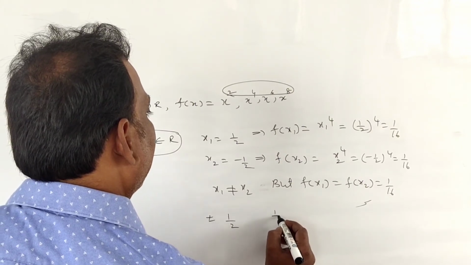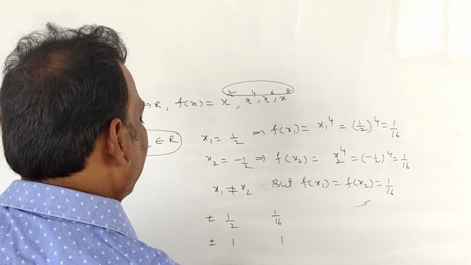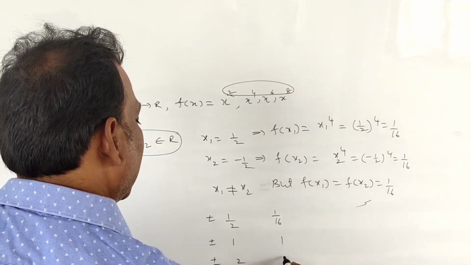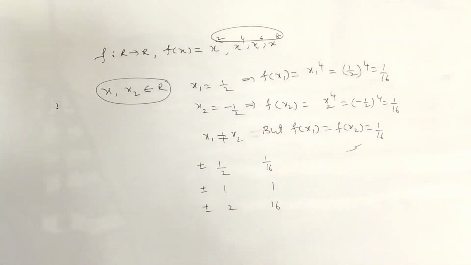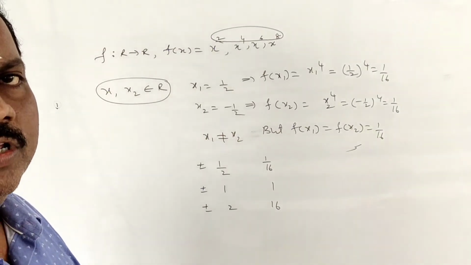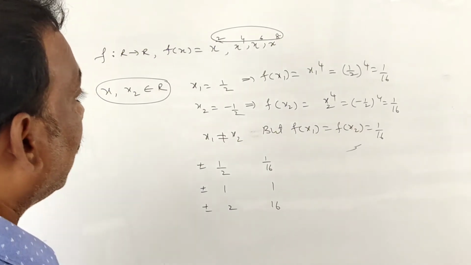What is that? 1 by 16. If you are taking plus or minus 1, same output 1. Plus or minus 2, same output, 16 only. 2 power 4 is 16, minus 2 power 4 is 16. So different inputs, same output. So obviously it is not a 1-1 function. Clear, students? So be careful.